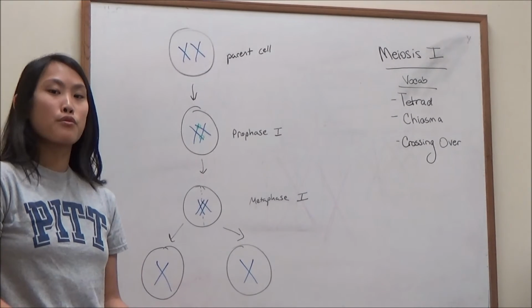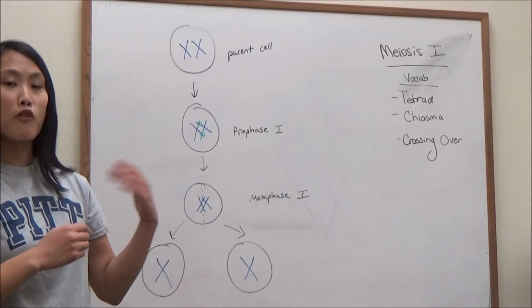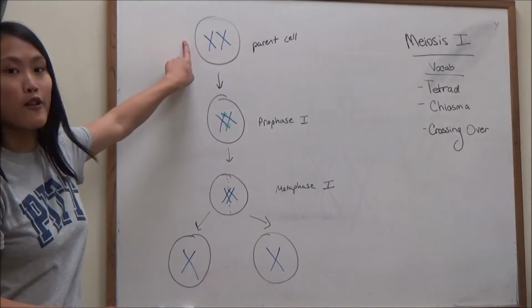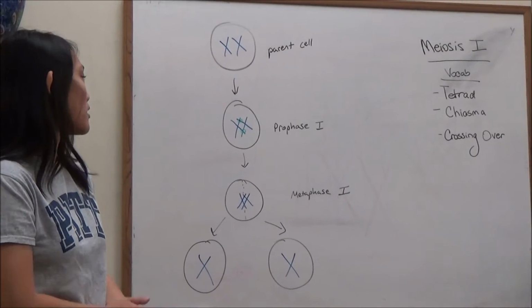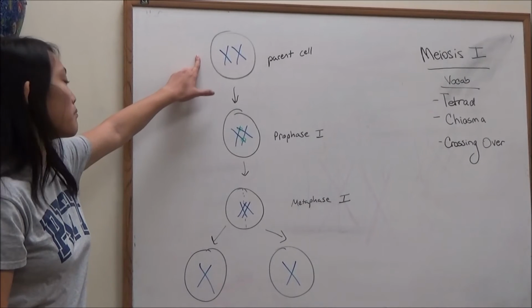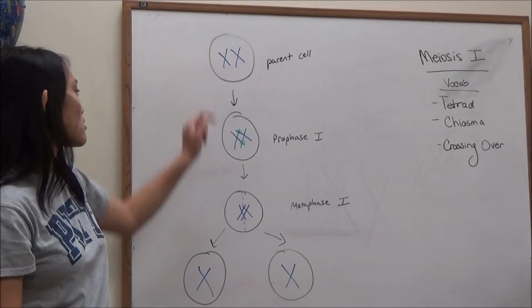So now we're going to go through the process of meiosis. From the 5 chromosomes that we looked at previously, we're just going to follow one through the stages of meiosis. So we're just going to use the blue homologous chromosomes.